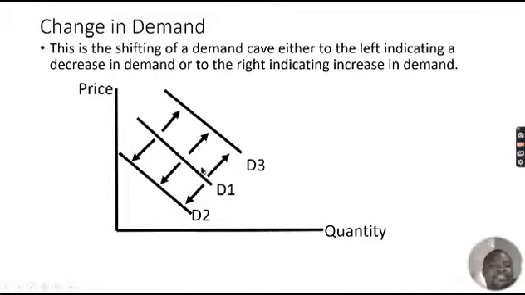Or to the right, that is this line D1, moving from 1 to 3. It is moving to the right, and this indicates an increase in demand. So the movement from 1 to 2, which is to the left or down, is a decrease in demand. And the movement of D1 from 1 to 3, which is to the right, is an increase in demand. So this is price and this is quantity.